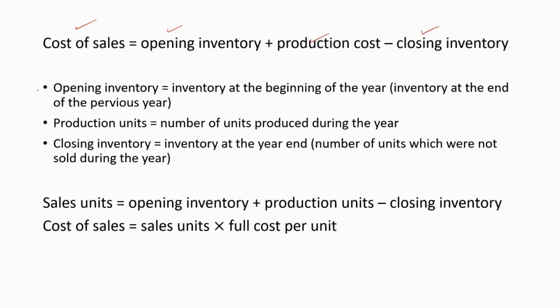So what is opening inventory? Opening inventory is equal to inventory at the beginning of the year. Or this is the inventory at the end of the previous year. Production units is the number of units produced during the year. This is easy to understand. Closing inventory is the inventory level at the year end, which means this is the number of units which were not sold during the year. So this closing inventory figure will be the opening inventory figure for the next year.